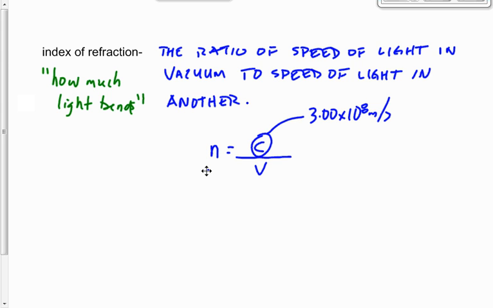Okay, it's a ratio, so it's C over V. Ratio is always divide, right? We learned that earlier this year. Always divide. C divided by V. All right?